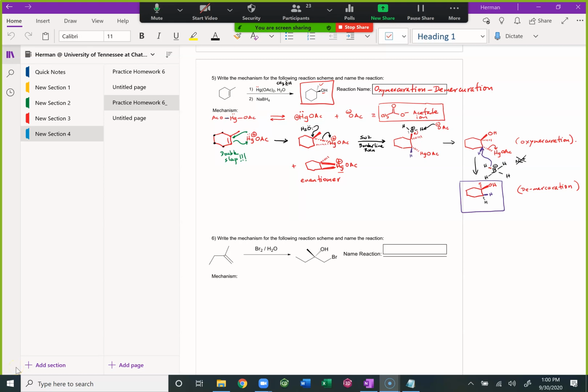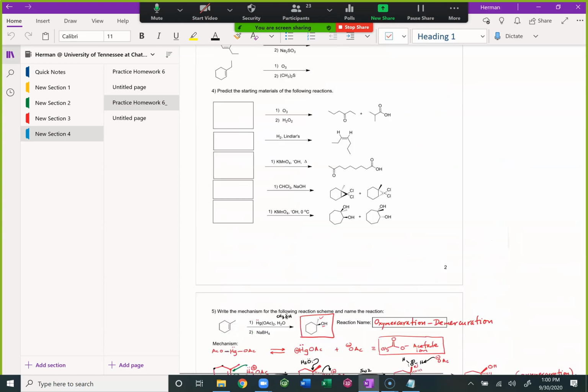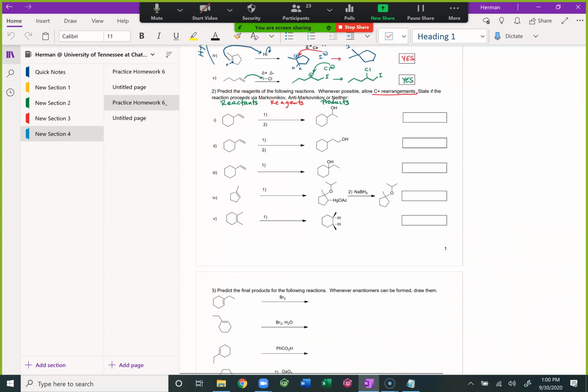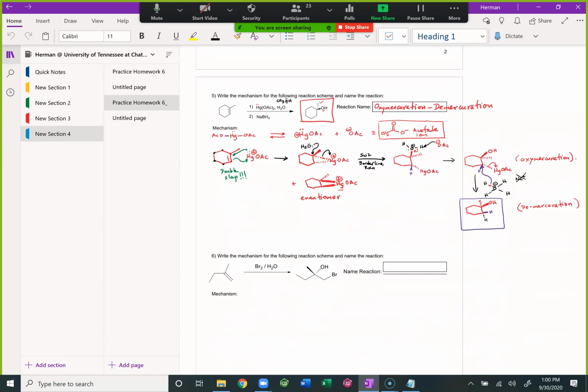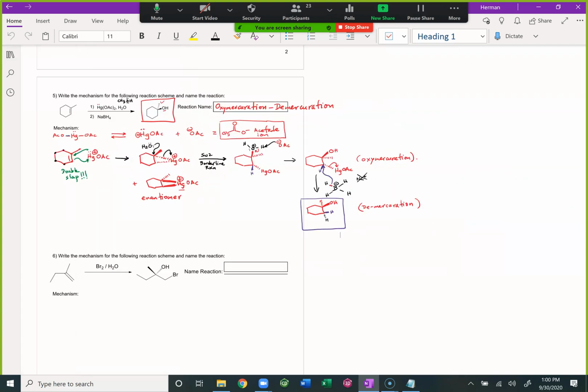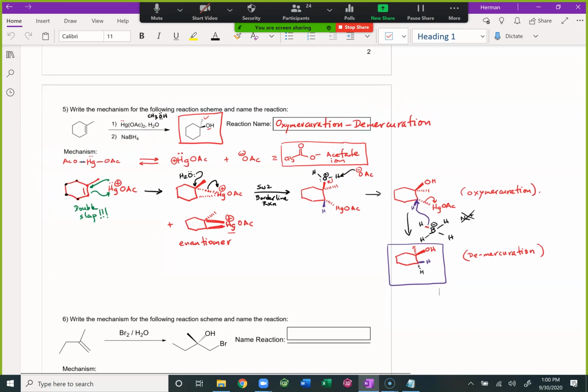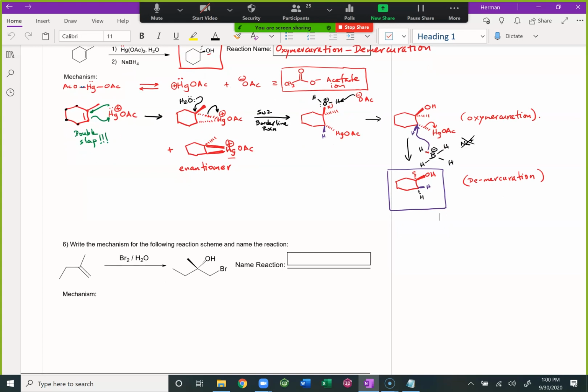Welcome back. Today is the last day of September, and we're going to continue here in chapter 6. Last time when we met, we did the mechanism for the oxymercuration demercuration reaction. So we're going to continue working on these mechanisms, and after that, we'll go to the reactions.